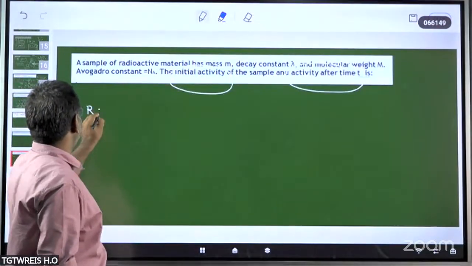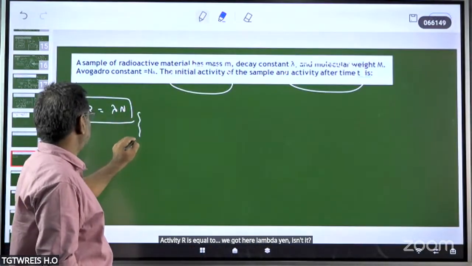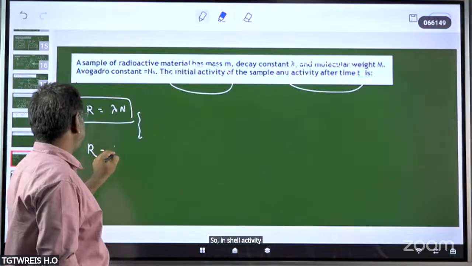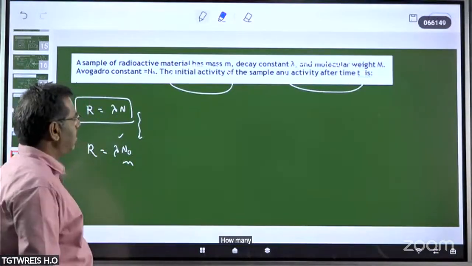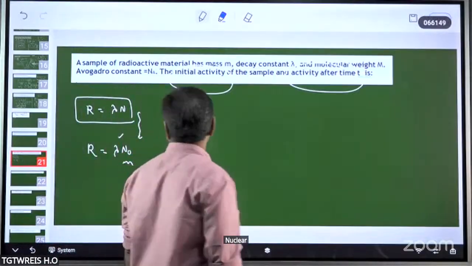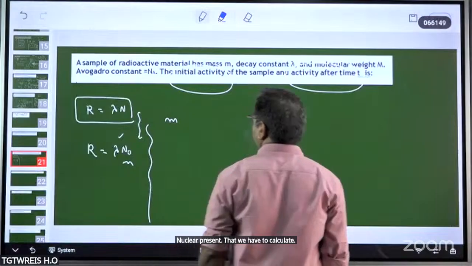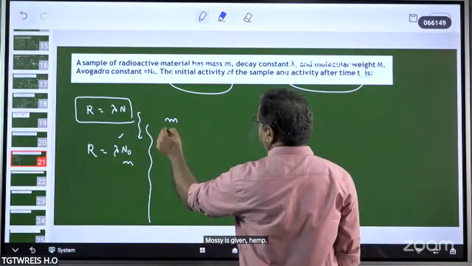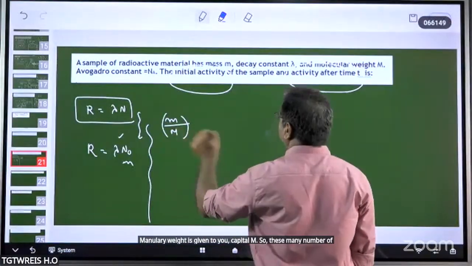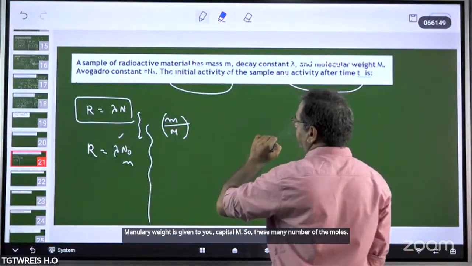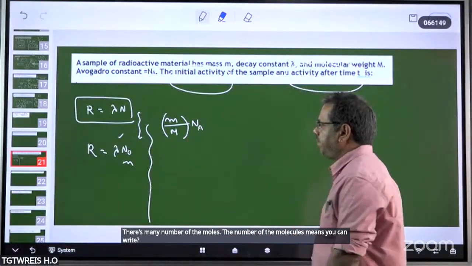Activity R is equal to lambda N, isn't it? So the initial activity means lambda times N naught. How many nuclei are present, that we have to calculate. Mass m is given, molecular weight capital M is given to you. So these many moles. The number of molecules you can write as m by capital M into N A.